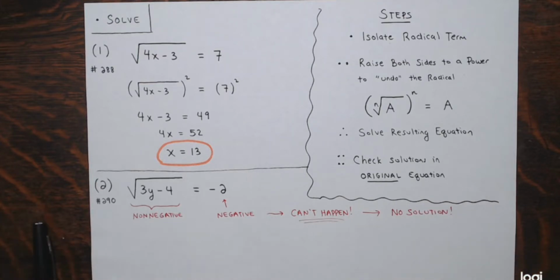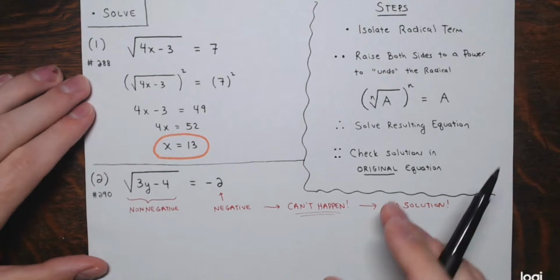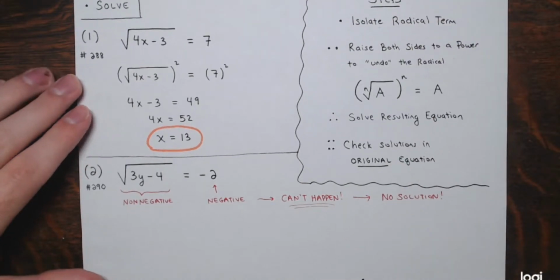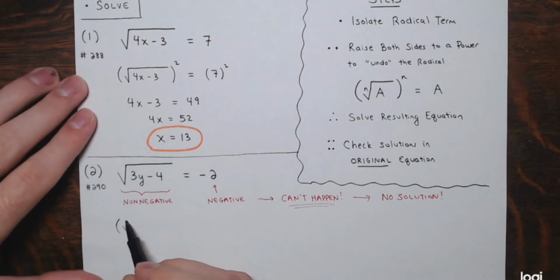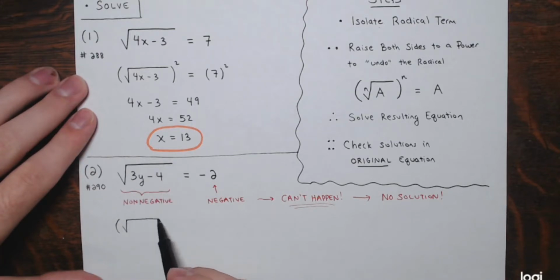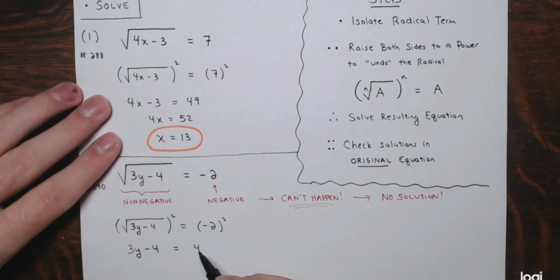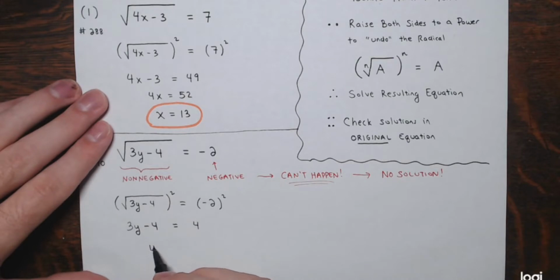All right, so if for some reason you don't recognize that, hey, this can't happen, let's try going through the steps and we'll see that this equation has no solution. So I'm taking the left side, right? First of all, the radical is by itself. The radical is isolated. Step 1, right? And then I'm going to raise both sides to the second power because this is a square root. So we have on the other side negative 2 to the second. That'll undo the radical. We have 3y minus 4 on the left, and then negative 2 squared is positive 4 on the right. And then you're seeing that y equals 8 divided by 3, 8/3.